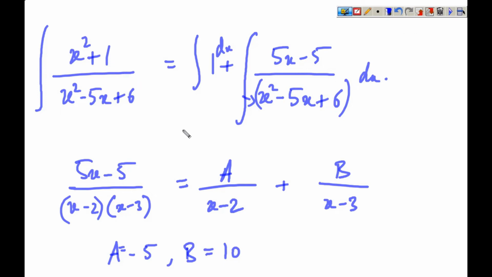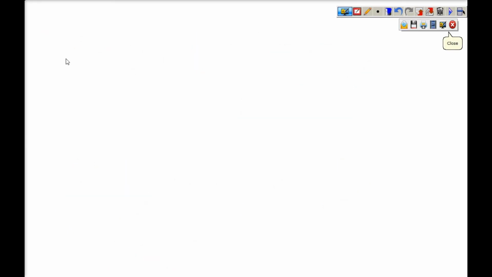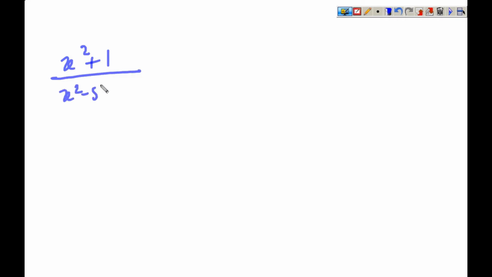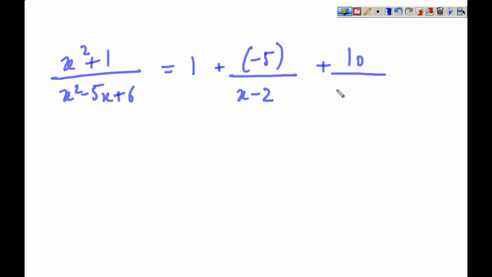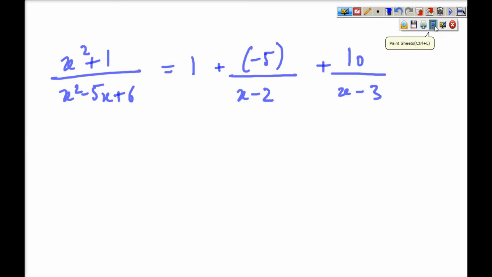So therefore we can write that the whole partial fraction, x squared plus 1 over x squared minus 5x plus 6, has changed into 1 plus, a is minus 5, so write minus 5 in the bracket, minus 5 by x minus 2 plus 10 in place of b, by x minus 3. So we can see that we have simplified it a lot. Now we simply need to integrate it.